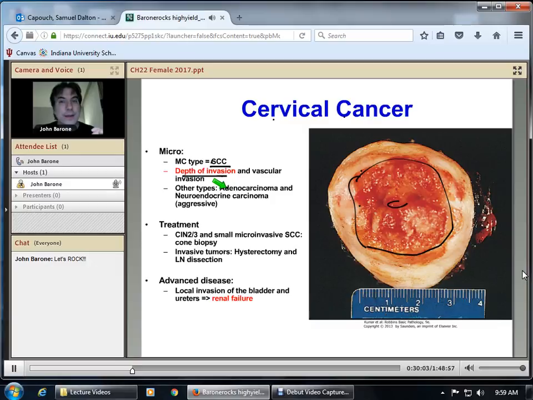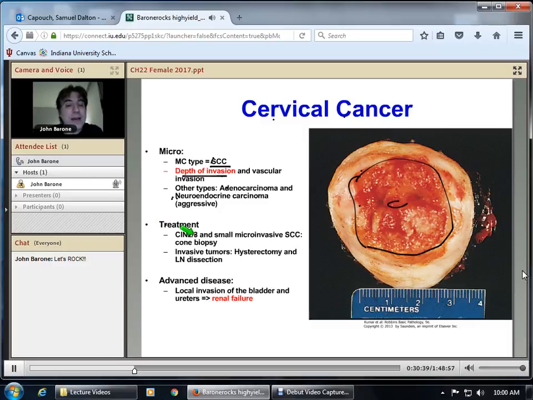And then rarely, you can get small cell neuroendocrine tumors. Now, when I say small cell neuroendocrine, you think lung cancer. What's the prognosis for small cell lung? What's the prognosis for small cell of your cervix? Very aggressive. So this is kind of like a lung cancer of your cervix. Not a good one. Thank goodness they're very rare. So again, most of them are squamous. If it's from the endocervical area, you get adenocarcinoma. And very rarely you can get small cell cancers, which can metastasize very rapidly.